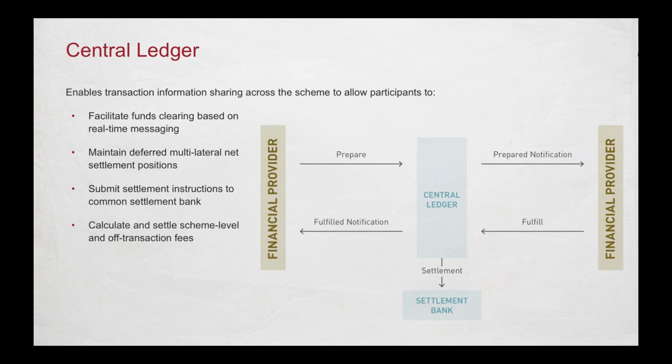And it will calculate and settle scheme level off transaction fees. We call them off transaction fees because they aren't actually within the transaction flow itself, but are perhaps dependent upon the volume of transactions or the net amount that's transacted. So we might say that there was a cost to the system. The scheme charges the participants based on the number of transactions that they post or the total value of those transactions. A tiered fee structure might then be calculated.